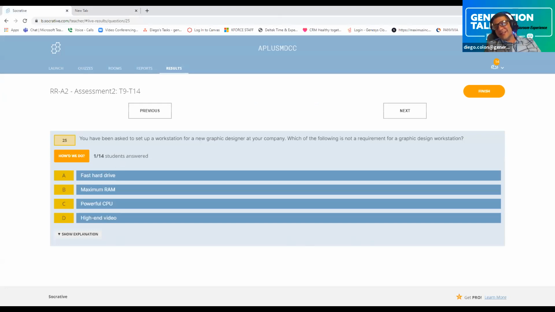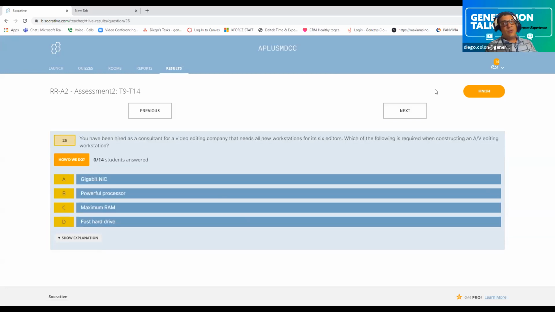Let's go. Number 25. Who's next? Natalia. You have been asked to set up a workstation for a new graphic designer at your company. Which of the following is not a requirement for a graphic design workstation? Fast hard drive, maximum RAM, powerful CPU, high-end video. I think powerful CPU. Powerful CPU, definitely yes. As we stated, the graphics designer is not going to be using that, because the GPU will be doing the job for them.